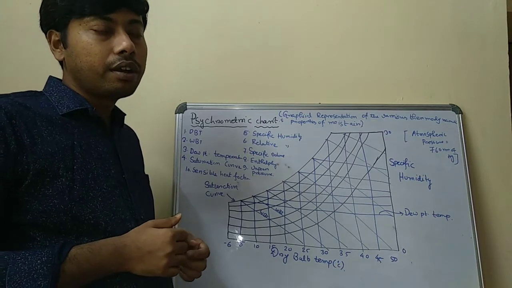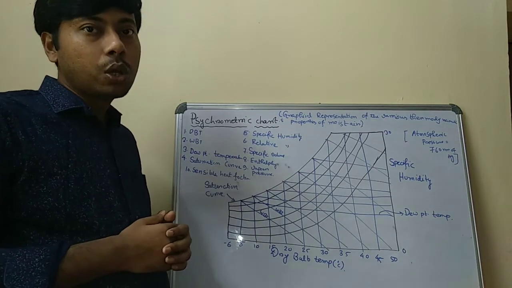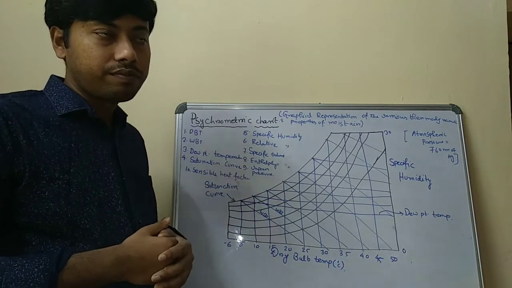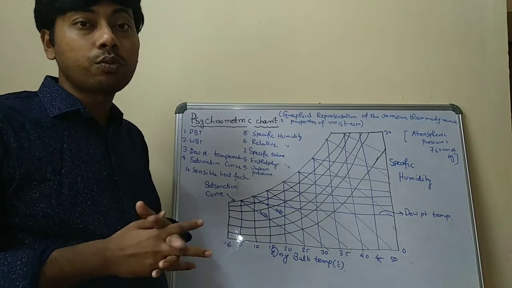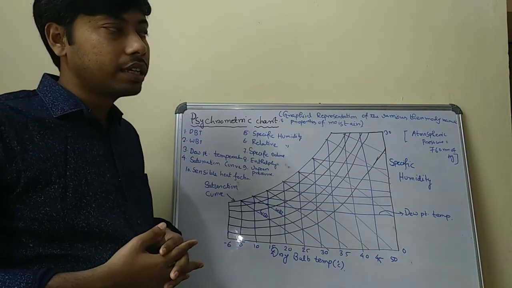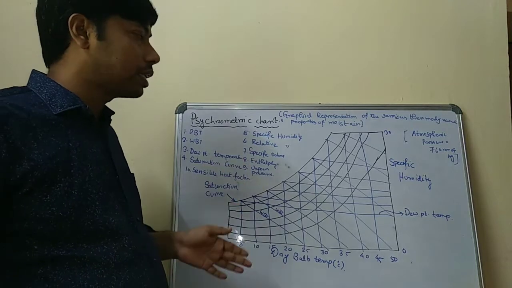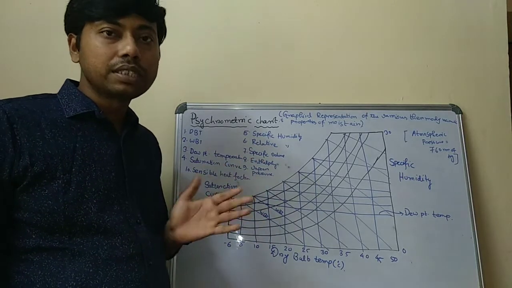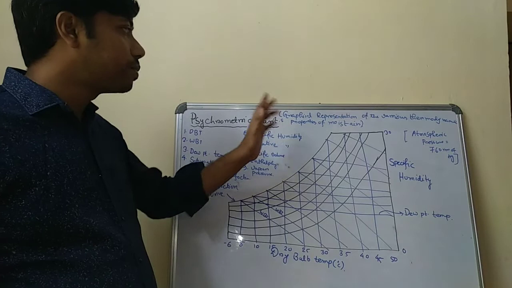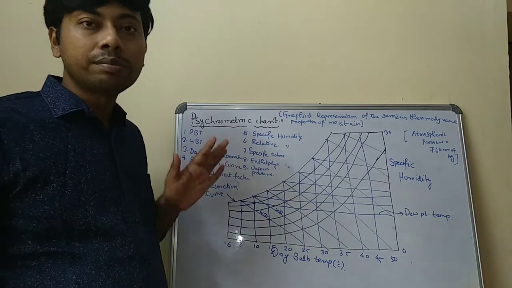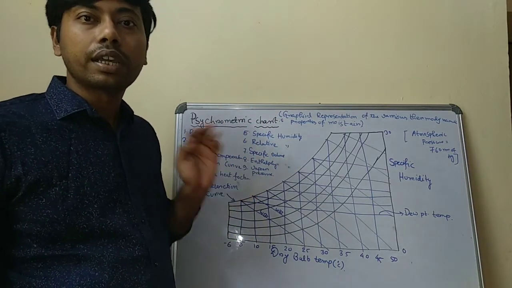Okay, now in this topic we'll discuss the psychrometric chart. First of all, the question in your mind will be: what is a psychrometric chart? Now, a psychrometric chart is basically a graphical representation of the various thermodynamic properties of moist air.